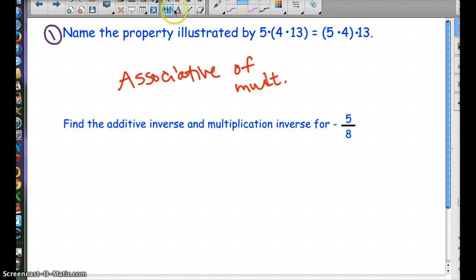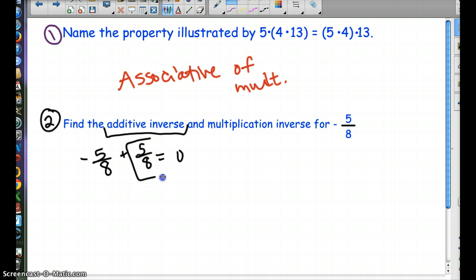So the second example, why don't you go ahead and pause the video and try the second example. All right, the additive inverse, we want to get 0. So what do we have to add to a negative 5/8 to get 0? That's right, we have to add a positive 5/8. So that would be our answer for the additive inverse. Now what about the multiplicative inverse? It's going to be negative 5/8. What do we have to times by to get a positive 1?